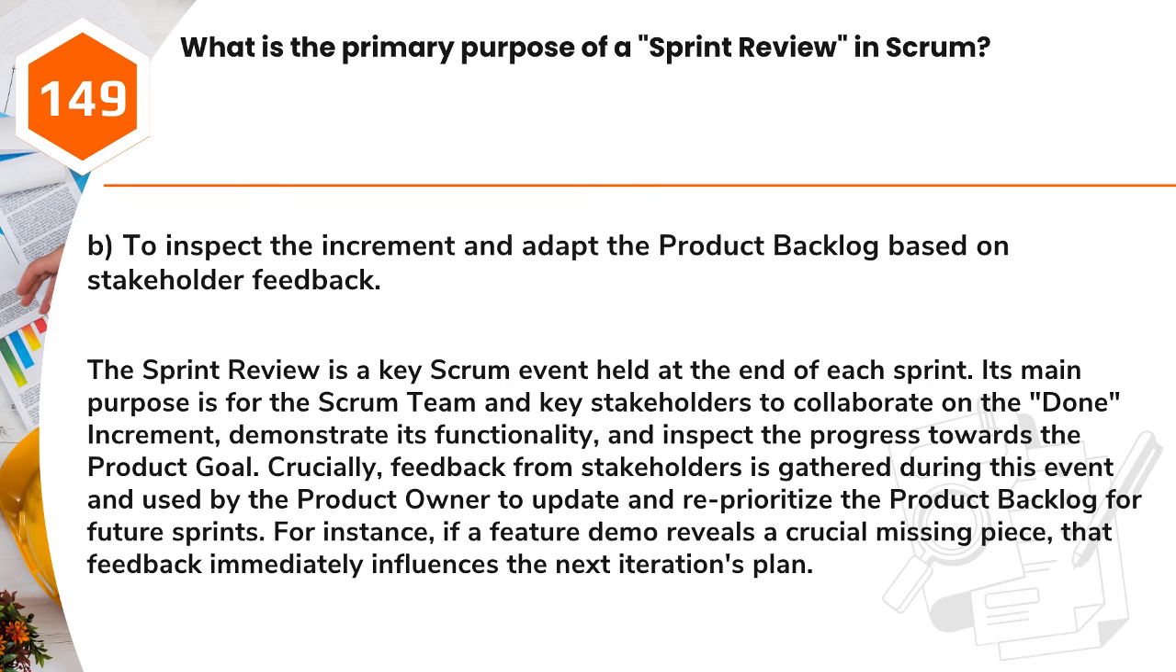Answer: B. To inspect the increment and adapt the product backlog based on stakeholder feedback. The sprint review is a key Scrum event held at the end of each sprint. Its main purpose is for the Scrum team and key stakeholders to collaborate on the done increment, demonstrate its functionality, and inspect the progress towards the product goal. Crucially, feedback from stakeholders is gathered during this event and used by the product owner to update and reprioritize the product backlog for future sprints. For instance, if a feature demo reveals a crucial missing piece, that feedback immediately influences the next iteration's plan.